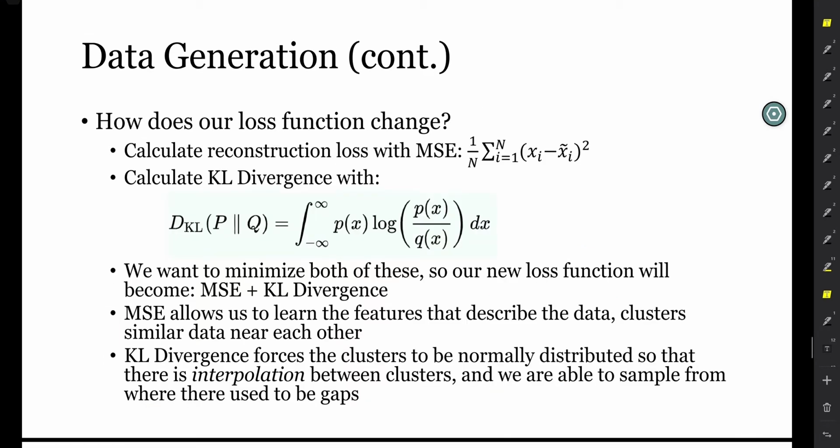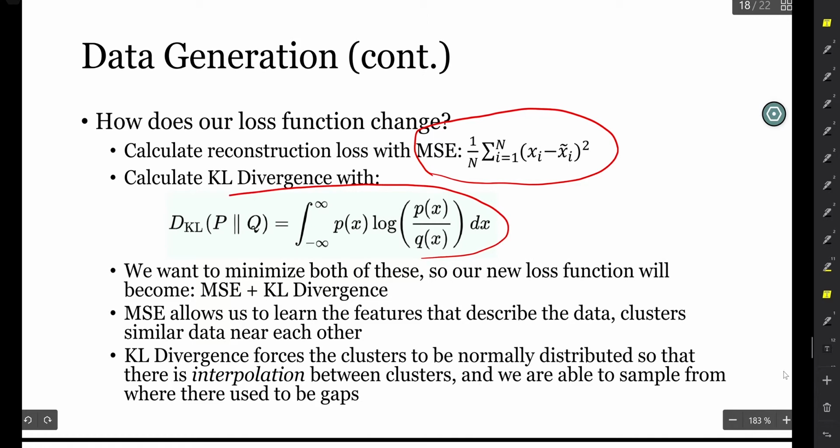So using this new KL divergence function, we need to change our original loss function. Originally in our autoencoder, we just had the mean squared error as our reconstruction loss. Now, we'll also add the KL divergence to this so that we can minimize both of these at the same time.